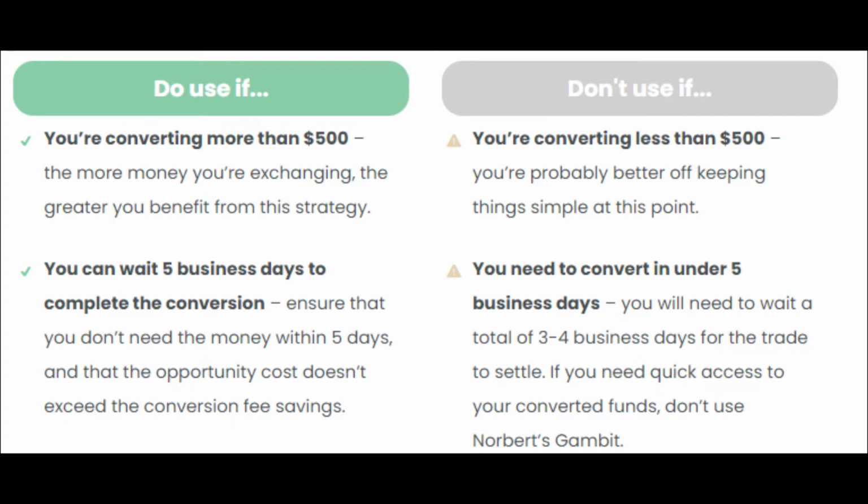Before we begin, you should determine whether or not Norbert's Gambit is for you. If you're converting more than $500 and are willing to wait up to 5 business days, Norbert's Gambit can be an effective and useful tool. If, on the other hand, you're converting under $500 and need the currency within 5 business days, you're better off using the built-in currency conversion function. Keep in mind that currency risk is also a factor and capital losses can be incurred during the process.